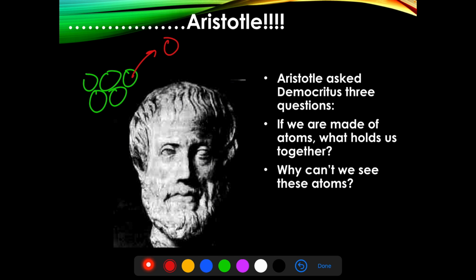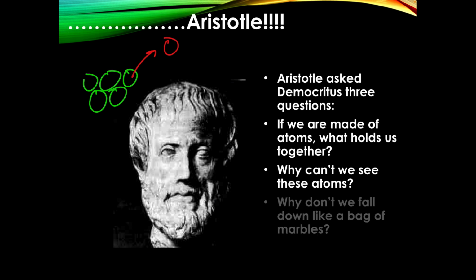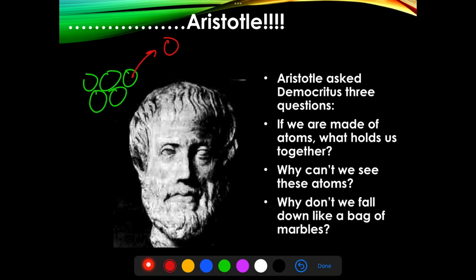His second question is, why can't we see these atoms? Right? We can see grains of sand on a beach. Why can't we see these small indivisible atoms that they talked about? And the last question was, what holds structures together? Why don't we fall down like a bag of marbles? What keeps the structure of these things together?